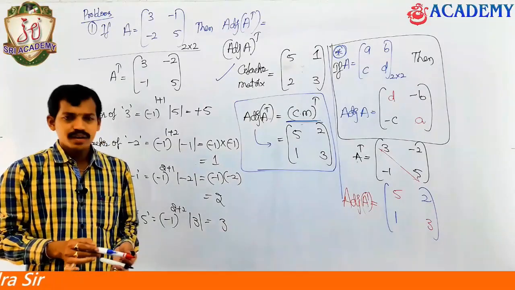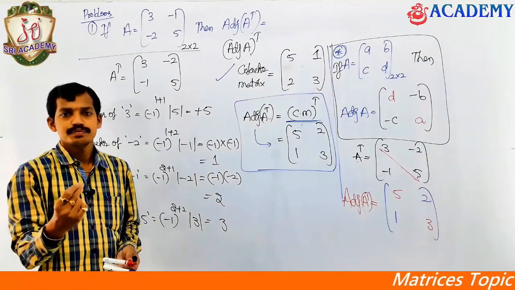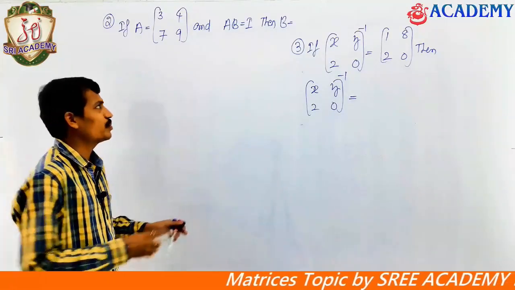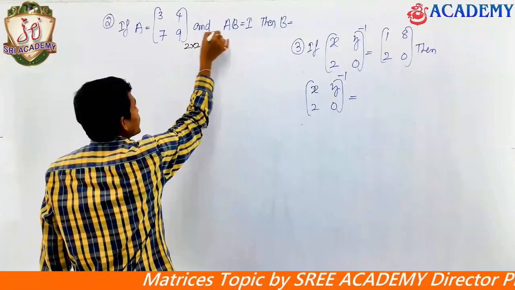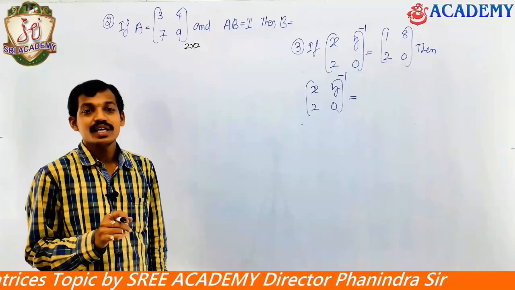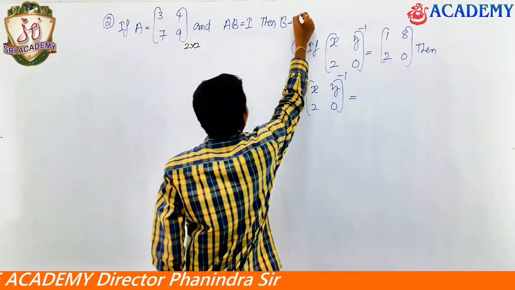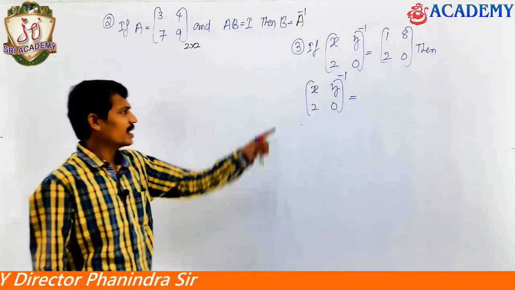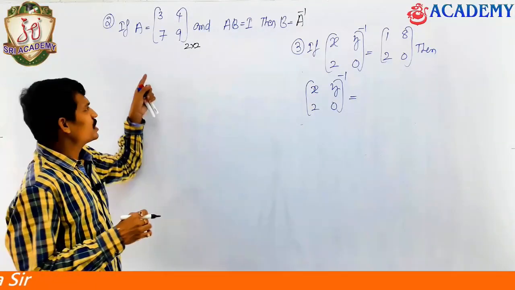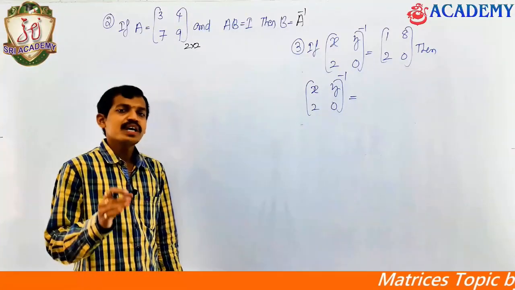Let's see more problems here, then you are going to understand. Let's see these problems. This is also a 2 by 2 matrix and it says AB equals I, then what is B? That is our definition. AB equals I, then B is said to be the inverse matrix of A. That we can write as B equals A inverse. Here also the same matrices are given and it is asking for the inverse. For A inverse, first of all you have to find the determinant of the matrix.